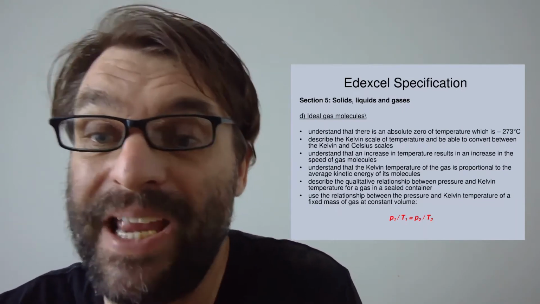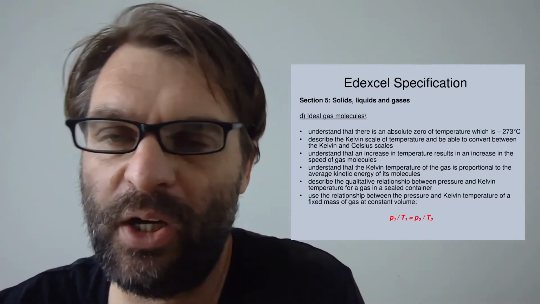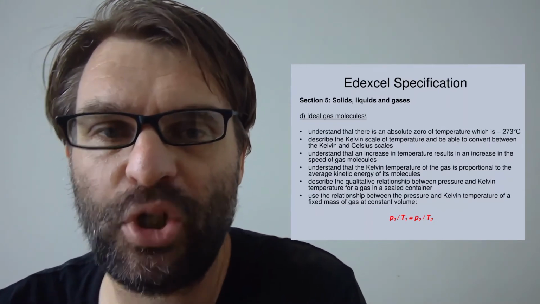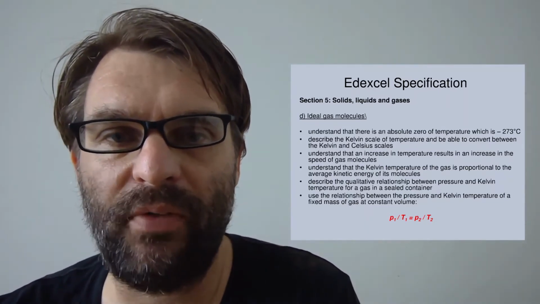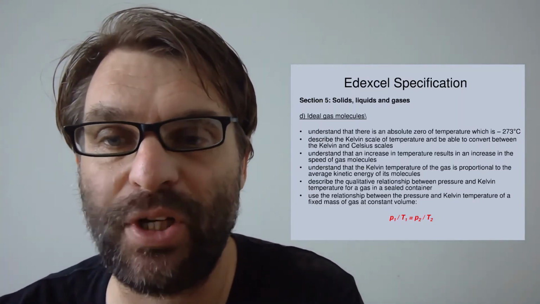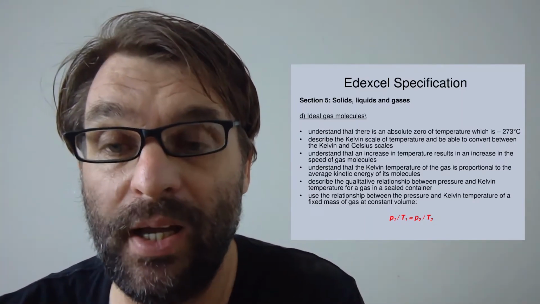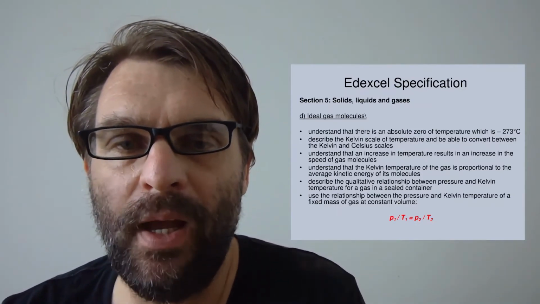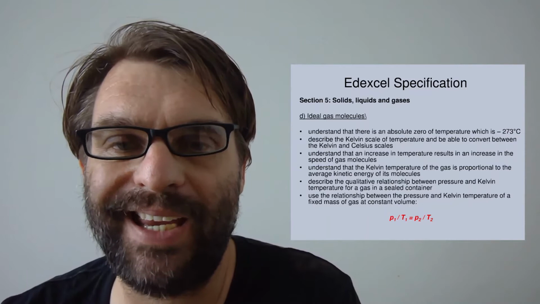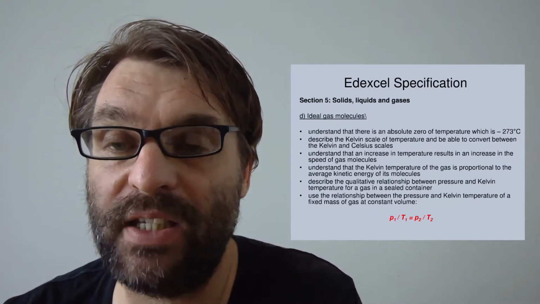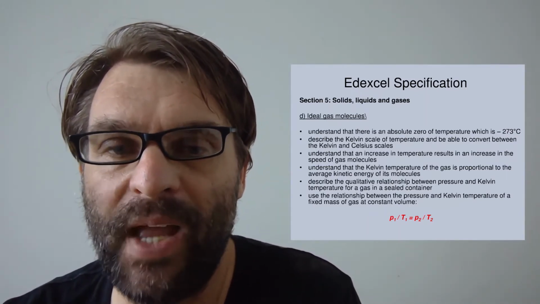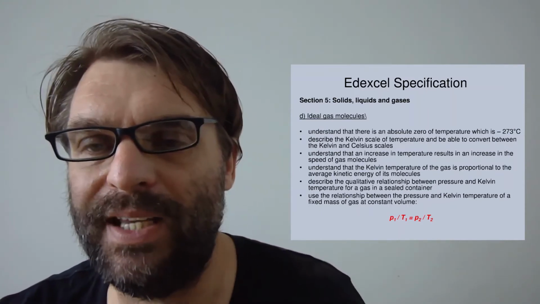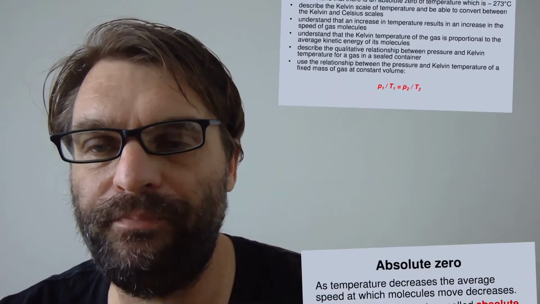result in an increase of speed of gas molecules, increasing kinetic energy as well. And also understand the relationship between Kelvin temperature and the speed of these gas molecules in terms of the average kinetic energy. So it's basically temperature in Kelvin is a measure of the average kinetic energy of a substance. Describe the relationship between pressure and Kelvin temperature for a gas of a sealed container, so a fixed volume, and then use the equation P1 over T1 equals P2 over T2 at constant volume.